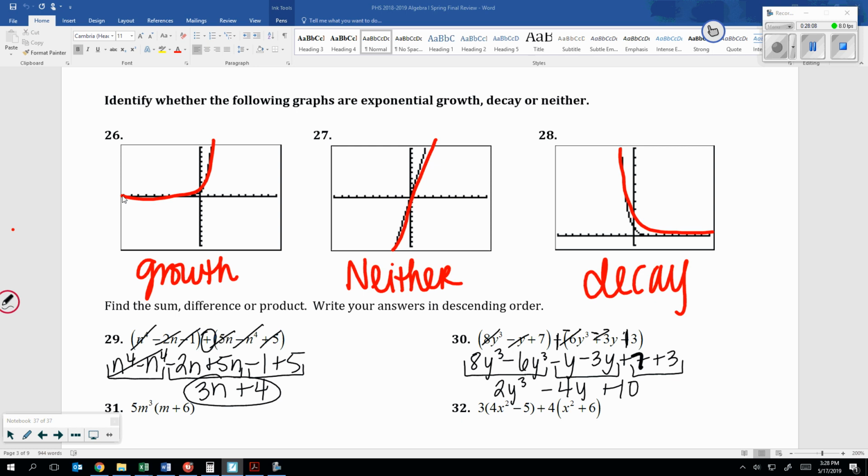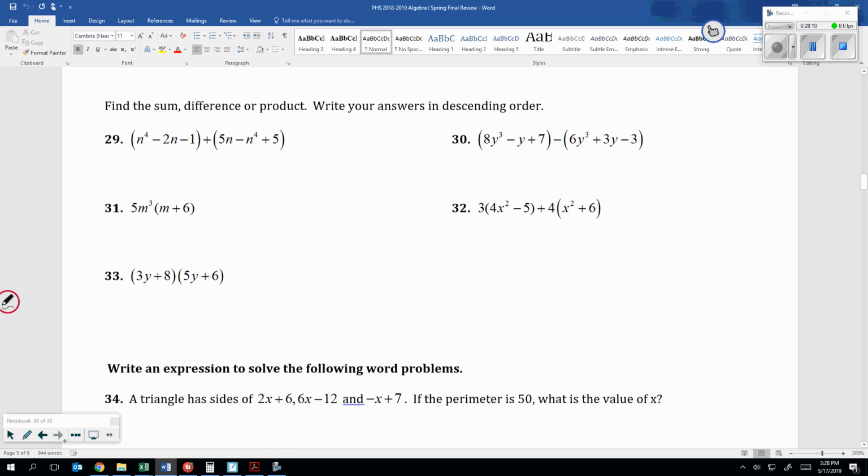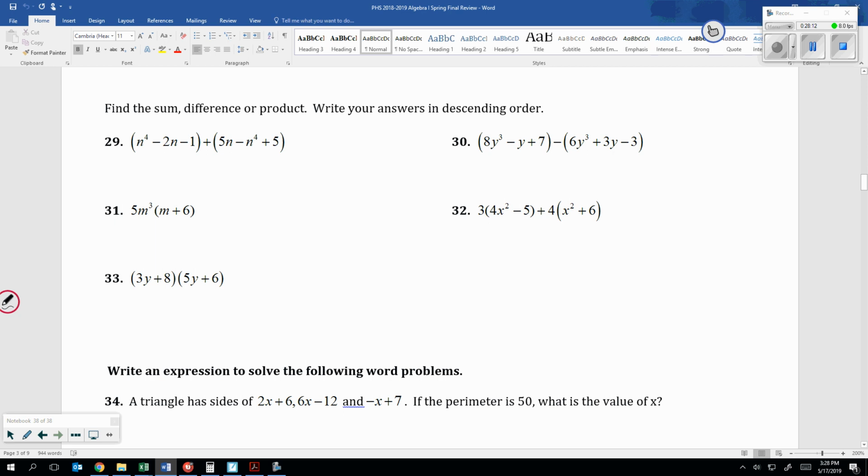Okay, for 31. This one I have to be multiplying. Okay, you can use your box. So 5n to the 3rd times n to the 6. So 5n cubed times n gives me 5n now to the 4th. They add one more. And 5n cubed times 6 gives me a positive 30n cubed. So there's my answer there.